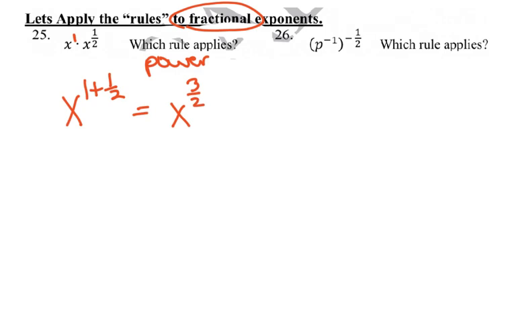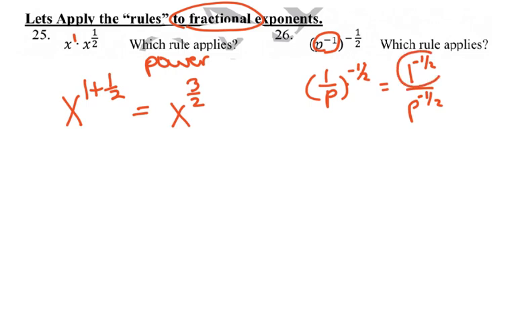And then this one, p to the negative first, that's 1 over p, to the negative 1/2 power. So we can talk about how to do that, but that just means that 1 is going to have a negative 1/2 power and p is going to have a negative 1/2 power. And because they have negative exponents, this is going to go down there, this is going to go up here. That's a little bit complicated.